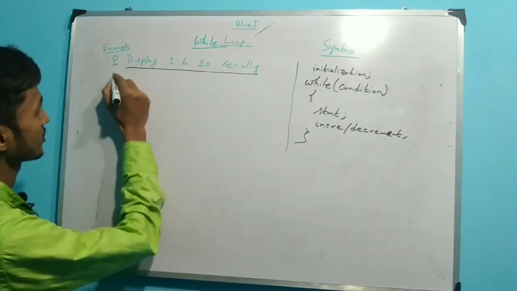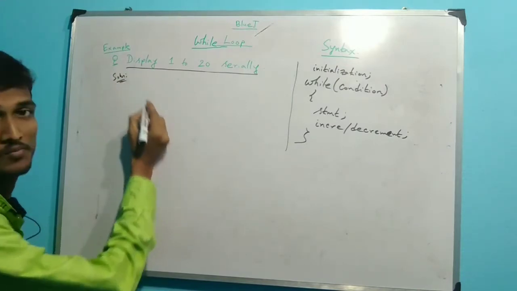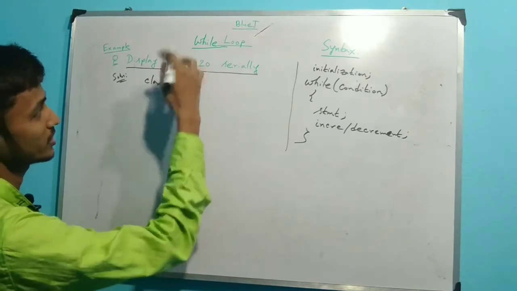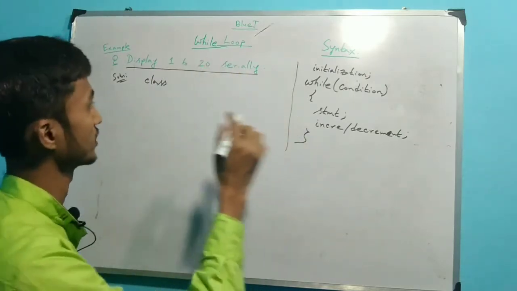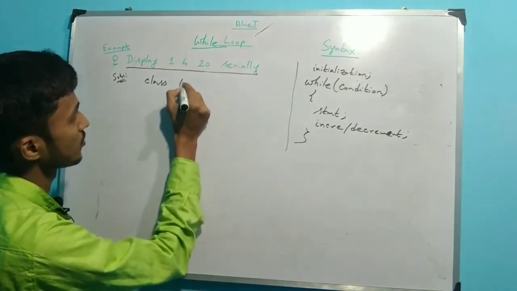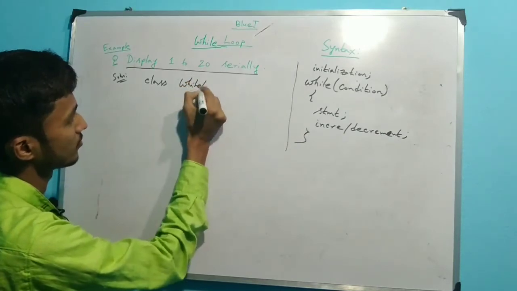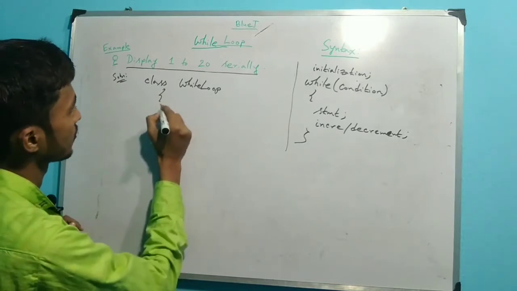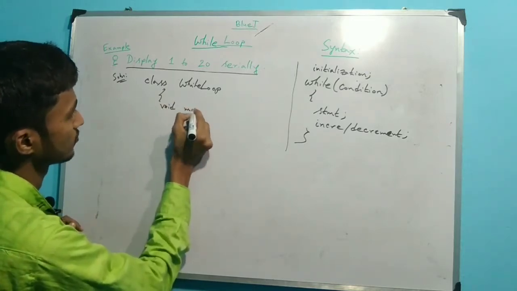First, class declaration, solution, class static type 1 to 20 using while loop. Print class while loop. Second bracket, void main.